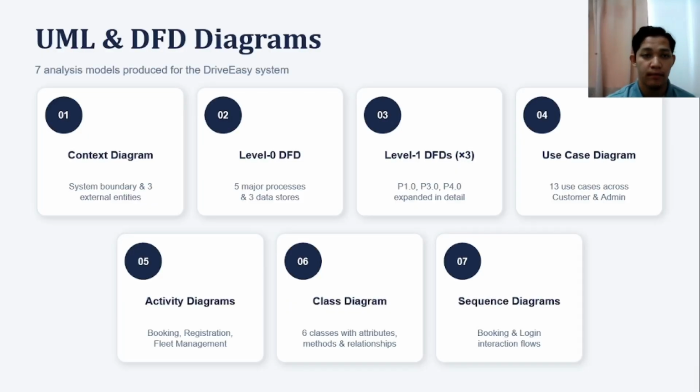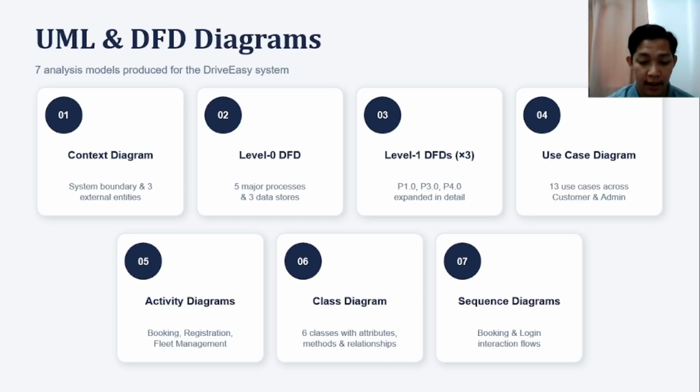Okay, now the next slide is UML and DFD diagrams. To model the system completely, we produced a total of 7 analysis models. We start with the context diagram, followed by the level 0 DFD, breaking the system into 5 processes. We then proceed to the 3 level 1 DFDs, expanding the user account, booking, and fleet management processes in detail.